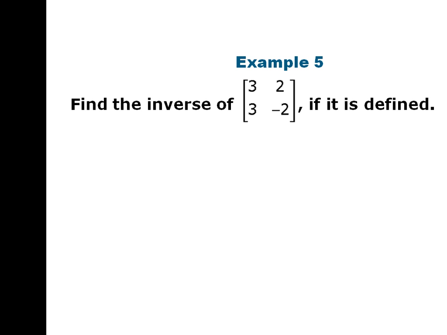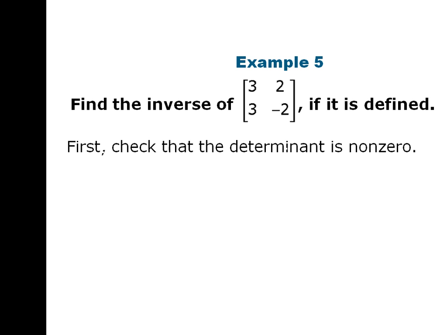Let's find the inverse of 3, 2, 3, negative 2. So make sure the determinant is not equal to 0. So 3 times negative 2 minus 3 times positive 2 is negative 6 minus 6, and that equals negative 12. It's not equal to 0. That tells us that this matrix has an inverse.